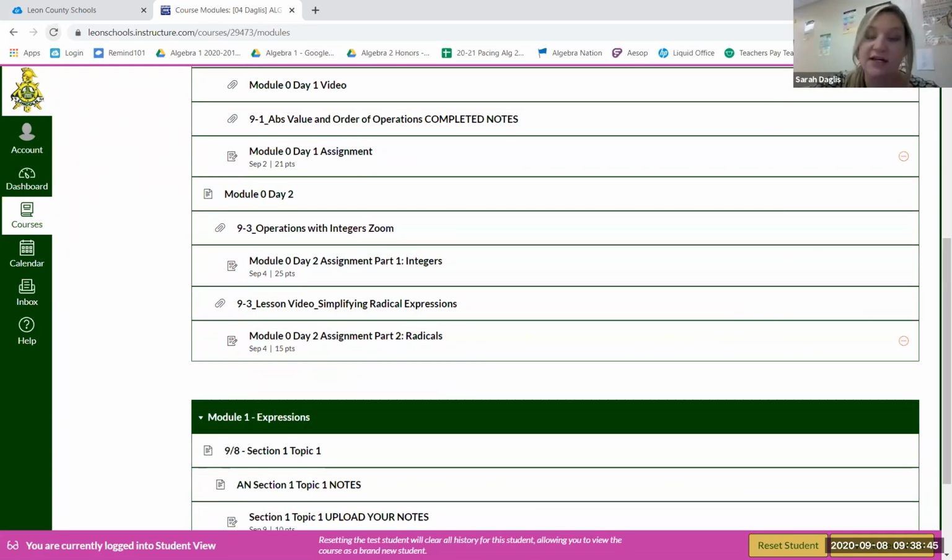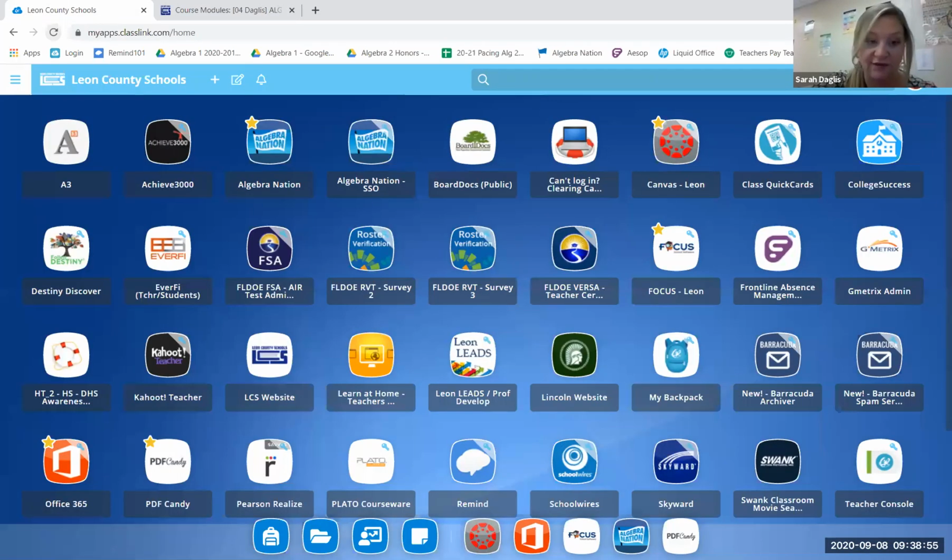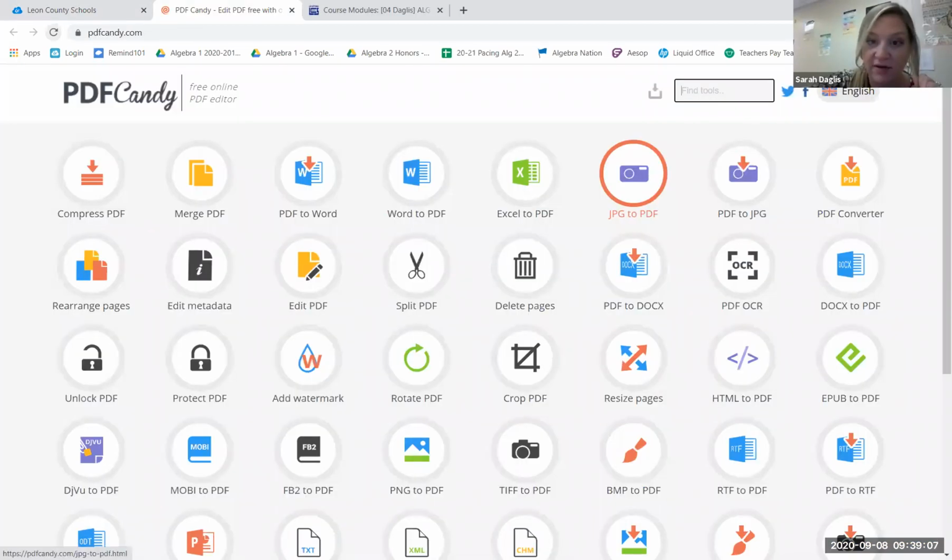If you are still having issues with taking your picture and changing it to a PDF, guys, you all have this PDF Candy right here, okay? PDF Candy. If you click on that, whatever file your picture is, if you're taking a picture on your phone, whether it is JPEG or what's next to JPEG? So JPEG to PDF. What else we got? We got all kinds of stuff. PNG to PDF, TIFF to PDF, bitmap. I mean, there's all kinds of files that you can load onto here and change them to a PDF.